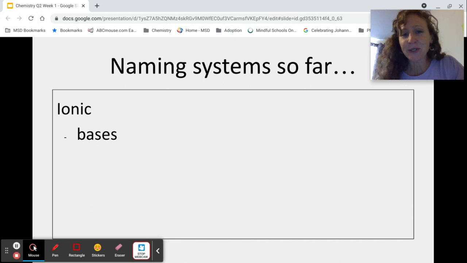Hey, chemistry, welcome back. We're going to talk about naming systems today. So, we have talked about a naming system so far. We've talked about how to name ionic compounds.